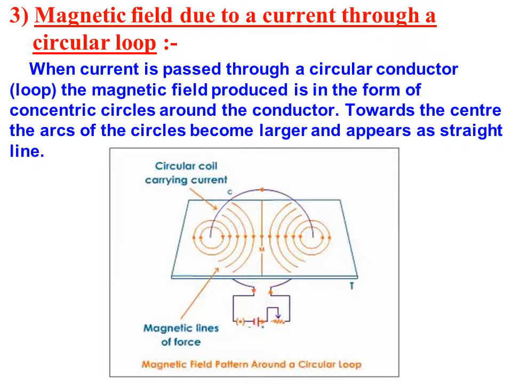Now next one, circular loop. When the current is passed through a circular conductor, which is in the form of a circular loop, and the cardboard is also placed in between them, then you can see in the picture that different magnetic field lines are formed in the form of concentric circles. The direction of magnetic field lines is also found out with the help of the right hand thumb rule.